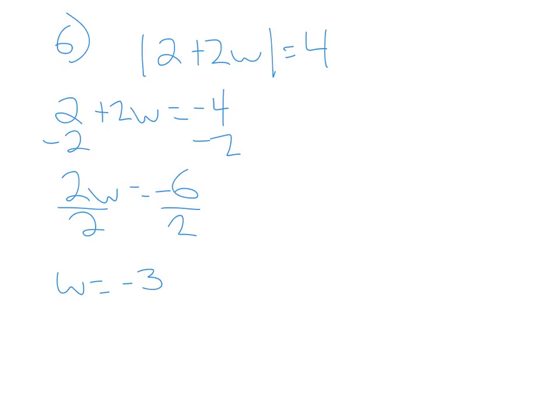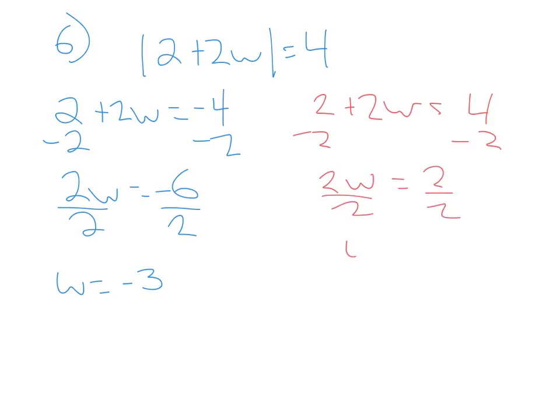And then I'm going to do the next one. 2 plus 2w is equal to 4. I'm going to subtract 2. I'm going to use reverse PEMDAS. I have 2w is equal to 2. Divide both sides by 2, and w is equal to 1.